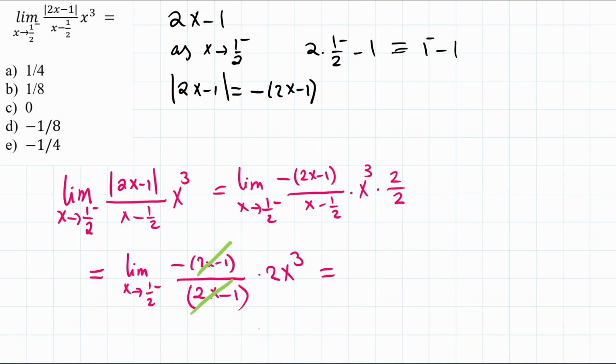So the limit is going to reduce to the limit as x goes to 1 half from the left of simply minus 2x cubed, which when evaluated by direct substitution will give you minus 2 times 1 over 8, and the answer is minus 1 over 4, which is E.